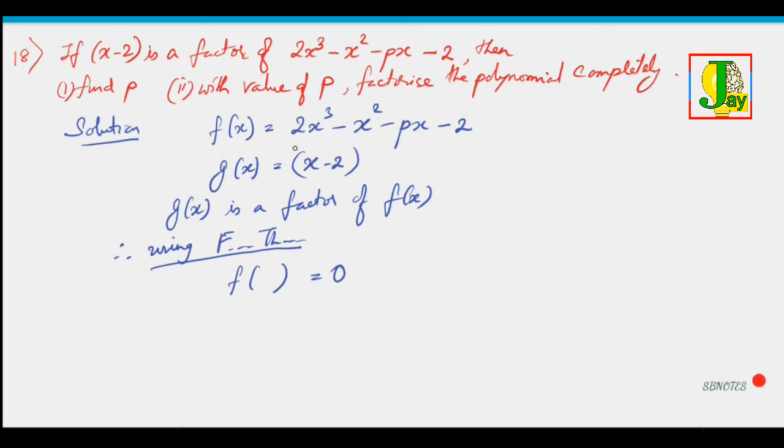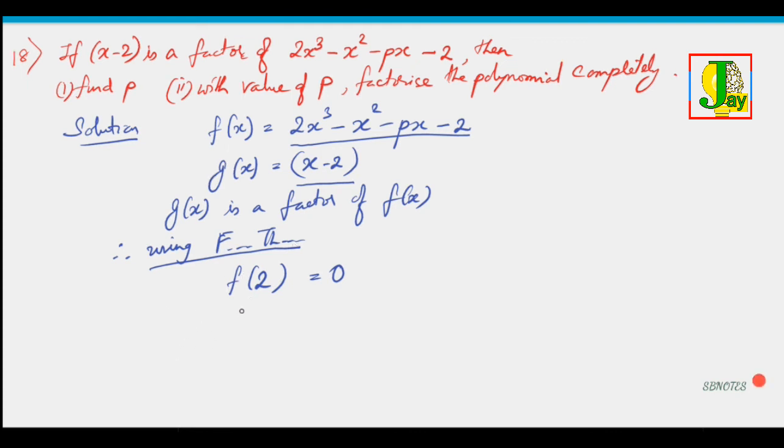Now in this question we have f(x) equals 2x cubed minus x squared minus px minus 2, and x minus 2 is a factor of f(x), so we need to find the value of p first. Now since g(x) is a factor of f(x), the remainder has to be 0. So using factor theorem, the remainder is 0. What is the remainder? That is f of 2. Now we can put the values there to find the value of p.